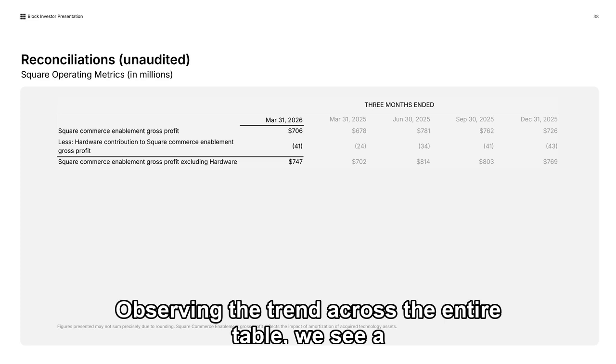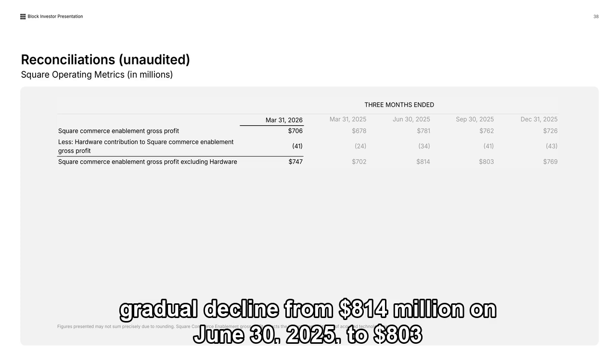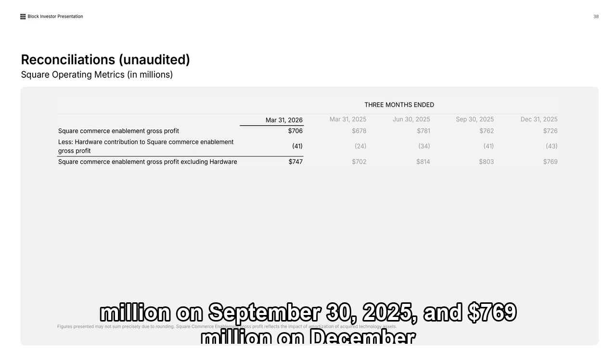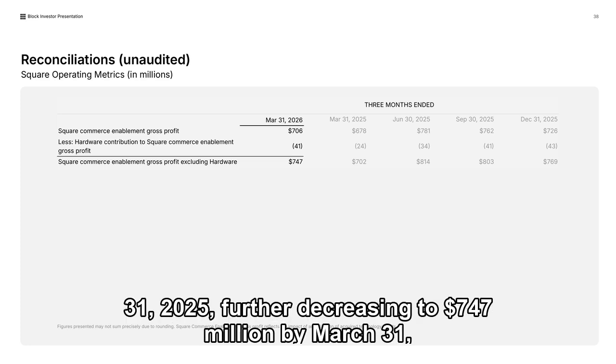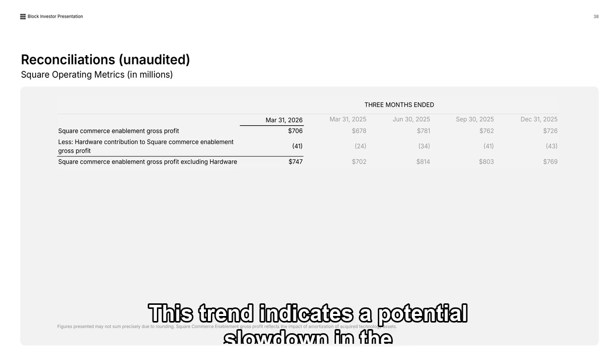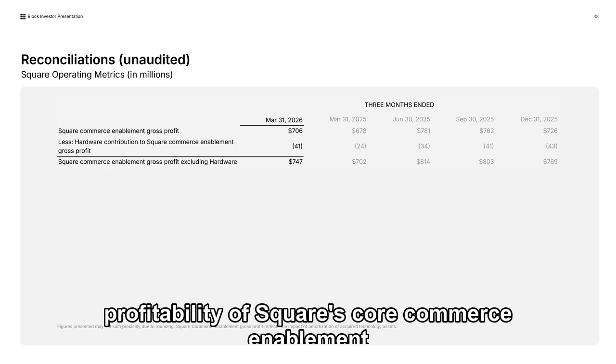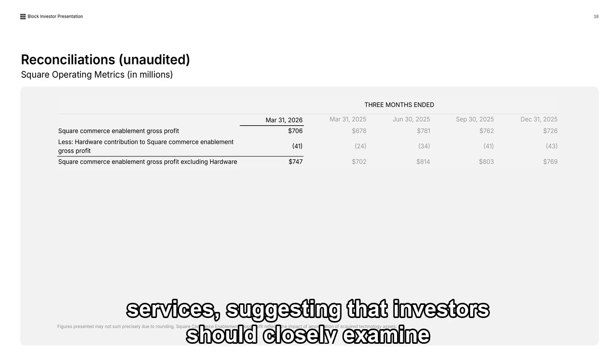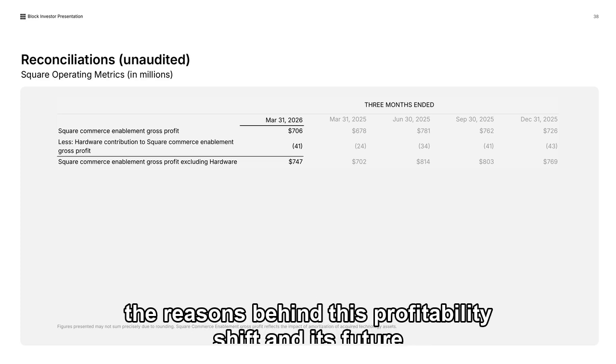Observing the trend across the entire table, we see a gradual decline from $814 million on June 30, 2025, to $803 million on September 30, 2025, and $769 million on December 31, 2025, further decreasing to $747 million by March 31, 2026. This trend indicates a potential slowdown in the profitability of Square's core commerce enablement services, suggesting that investors should closely examine the reasons behind this profitability shift and its future outlook.